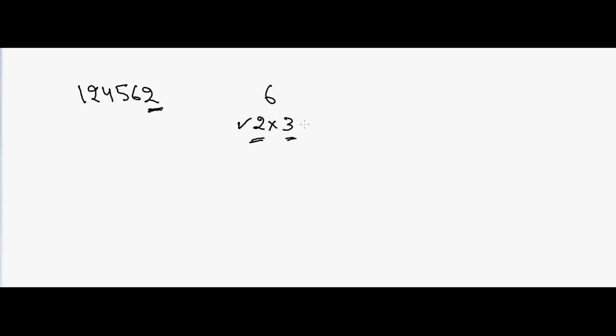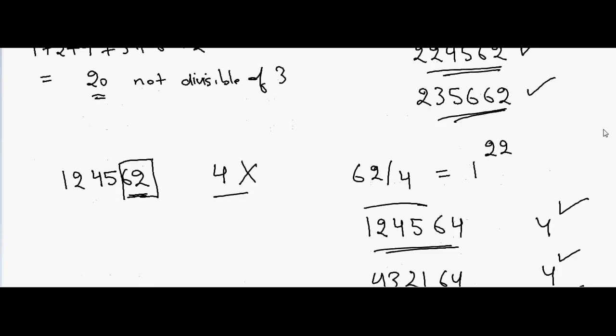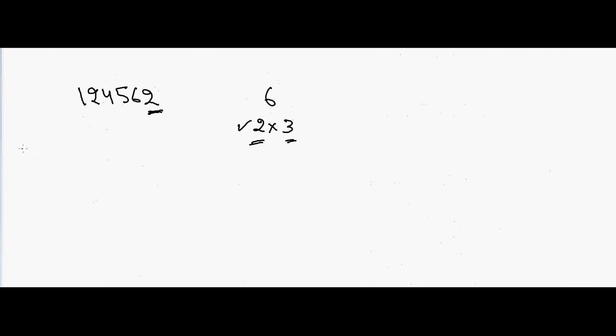But we did the test before and we found that the sum, if I go back here, was 20. So if I add all these numbers together, the sum was 20. So 1 plus 2 plus 4 plus 5 plus 6 plus 2 was 20, and 20 is not divisible by 3. So this is not divisible by 3, so that's why this number should not be evenly divided by 6. But how can we modify this?